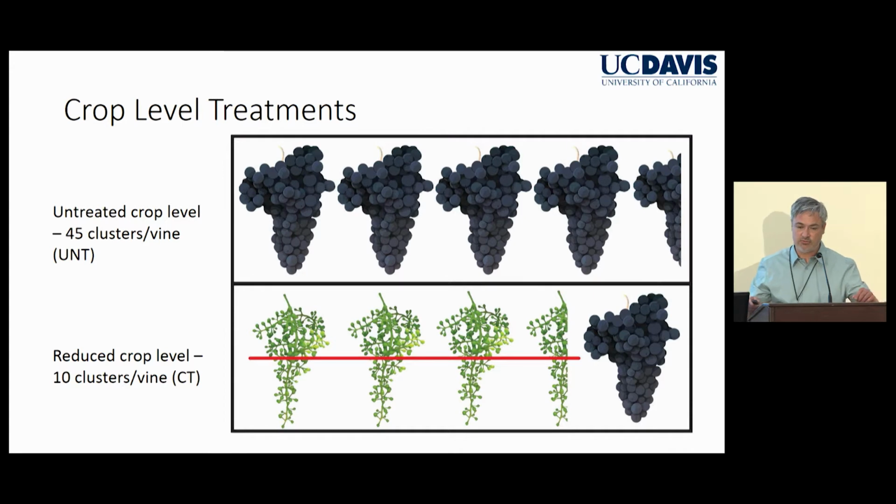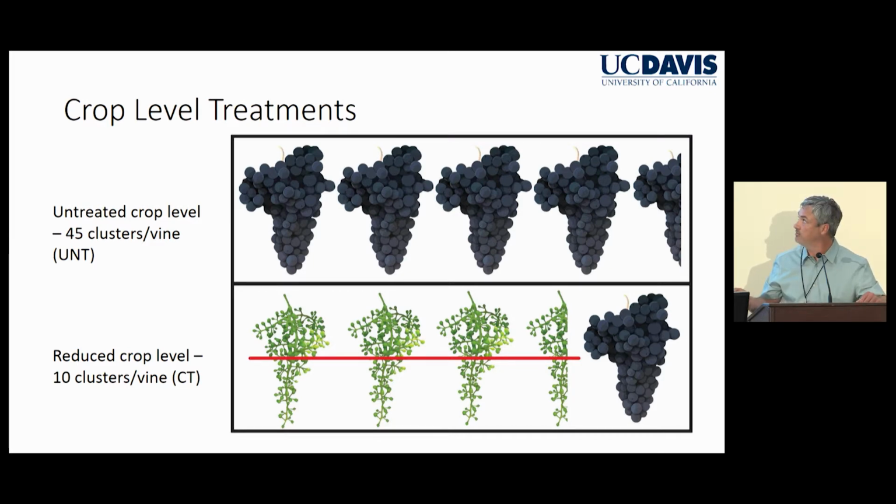So the crop level treatment that we applied was one of 2 levels, either untreated crop load, this is full crop of 45 clusters per vine, labeled UNT in the rest of the presentation, or a reduced crop level of 10 clusters per vine, so pretty severely reduced.